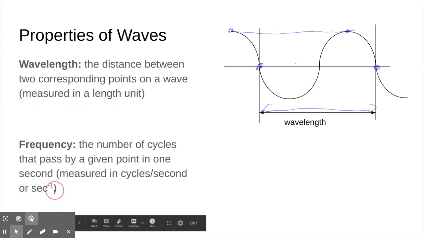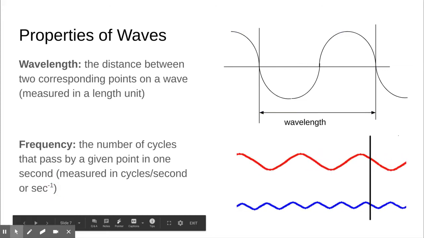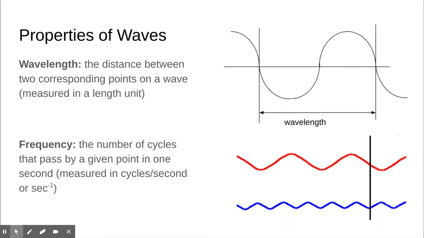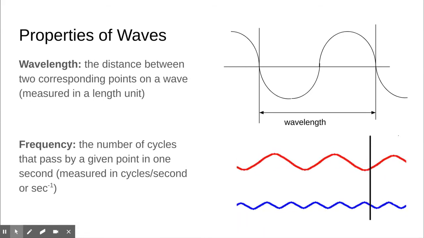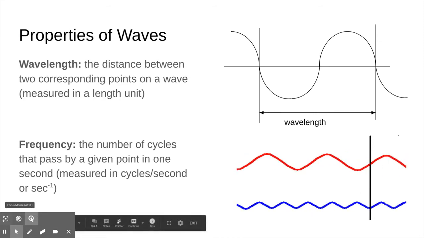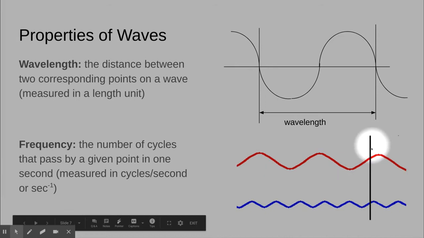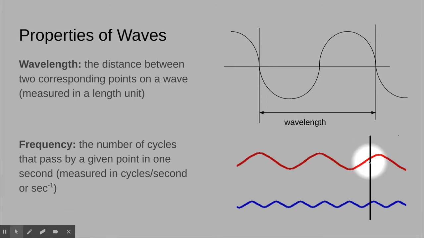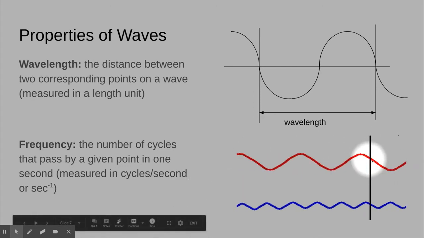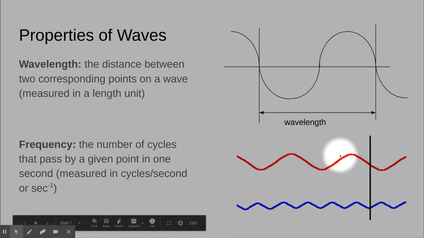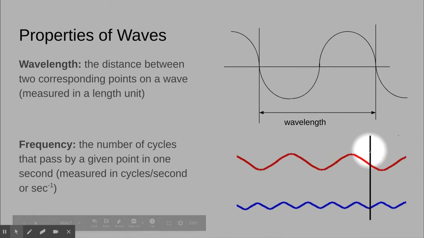All right, let's go to another property. Another property of waves is frequency. We can also measure the frequency of a wave. Frequency is the number of cycles that pass by a given point in 1 second. So in my GIF here, I'm using the line over here as the point, and we've got two different wavelengths. What you're going to be doing to figure out the frequency is you would count how many times the top of the wave goes past that point.